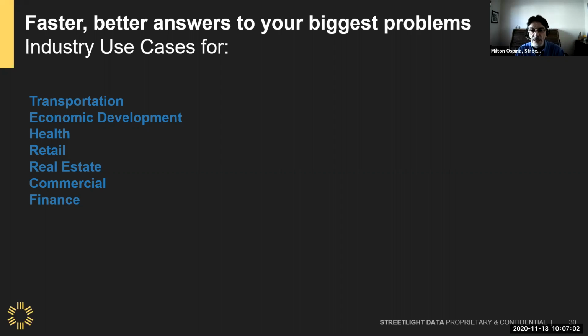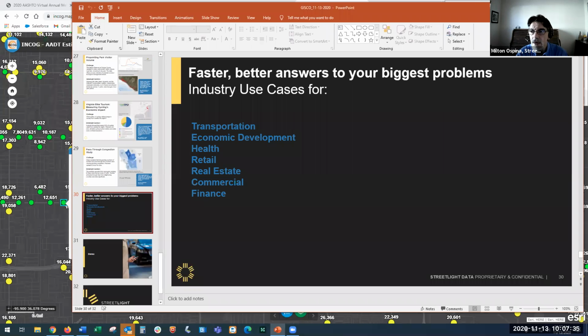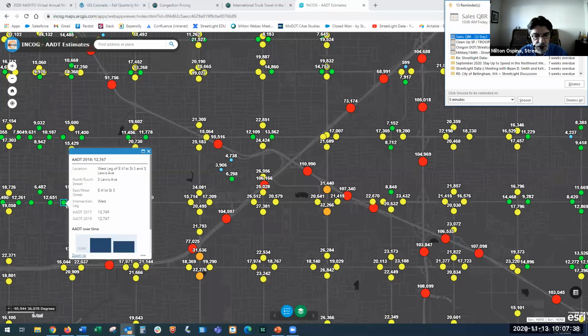Health too. I think COVID-19 really opened it up for us to do a lot more work with public health and private health organizations. Retail, many of them want to see who comes by my store, and how far people are willing to go to shop from one place to another. Same thing for real estate development, as well as finance. Those are the industries we've been seeing more and more tapping into big data, this type of information coming from mobile phones, to do analysis. Let me do a quick demo here, and then we'll stop.